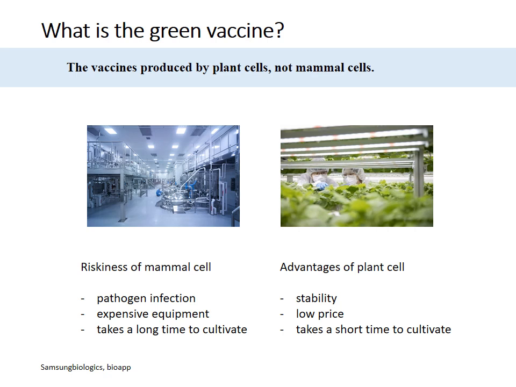Vaccines from mammal cells have some risks: pathogen infection, expensive equipment, and a long time to cultivate, etc. On the other hand, plant cells have advantages: stability, relatively low price, and a short time to cultivate.